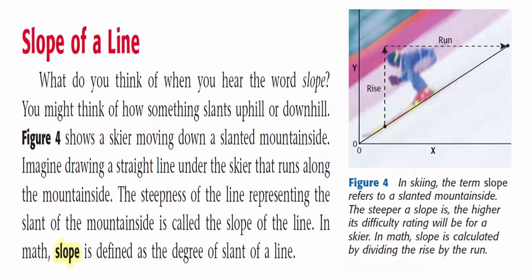Slope of a line. What do you think of when you hear the word slope? You might think of how something slants uphill or downhill. Figure 4 shows a skier moving down a slanted mountainside. Imagine drawing a straight line under the skier that runs along the mountainside. The steepness of the line representing the slant of the mountainside is called the slope of the line. In math, slope is defined as the degree of slant of a line.